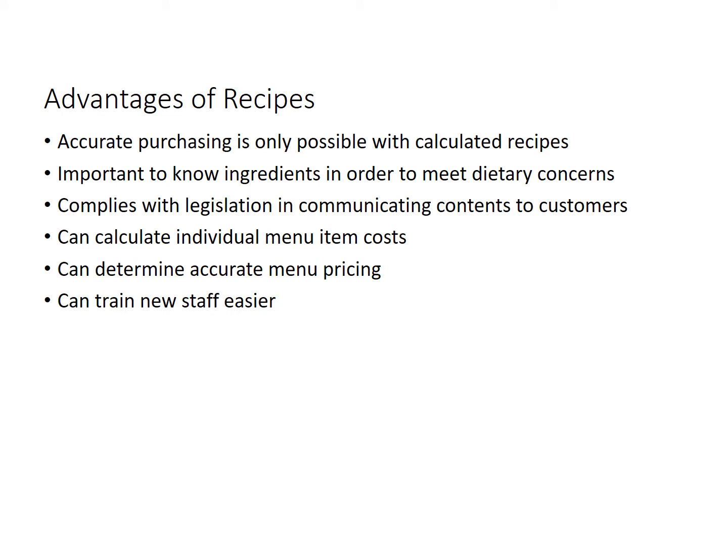Advantages of recipes. Accurate purchasing is only possible with calculated recipes. It's important to know ingredients in order to meet dietary concerns. Make sure that you comply with legislation in communicating the contents to customers. You can calculate individual menu item unit costs, and determine accurate menu pricing. Very, very important. And you can easily train new staff, which makes it easier.